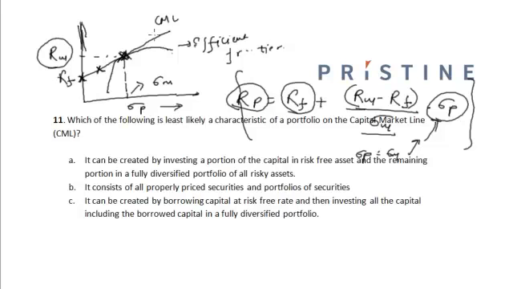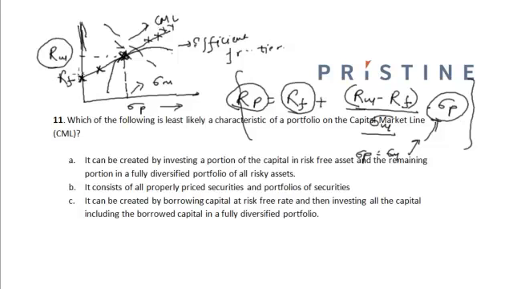Whereas those points which are lying to the right of this tangency point, which is given in this region along the CML, represent that the capital has been borrowed at the risk-free rate and it has been invested in a fully diversified portfolio.